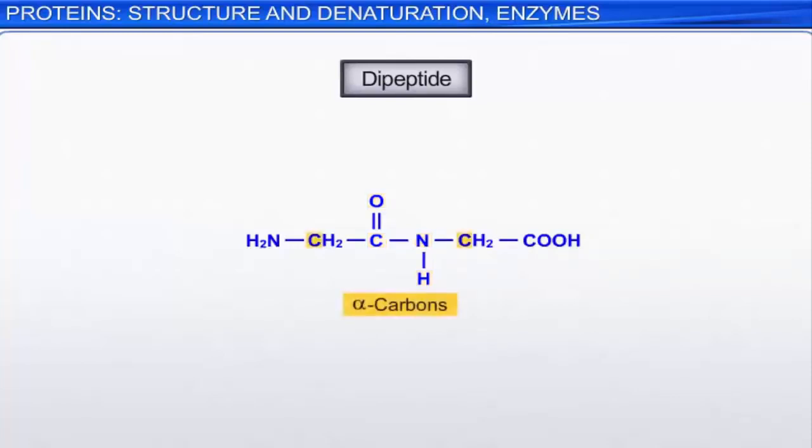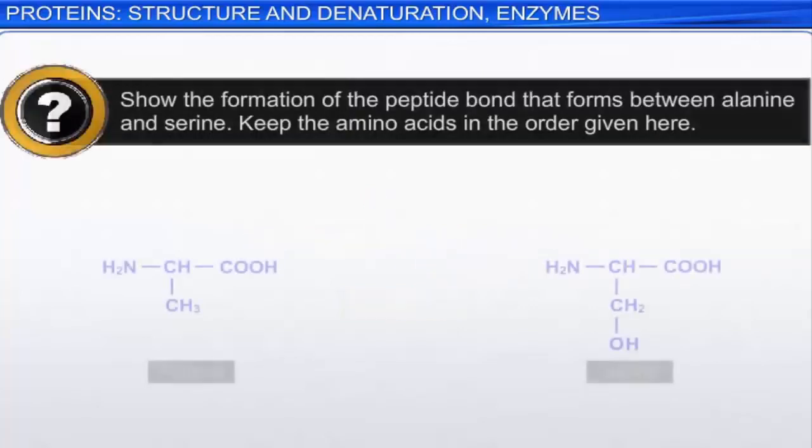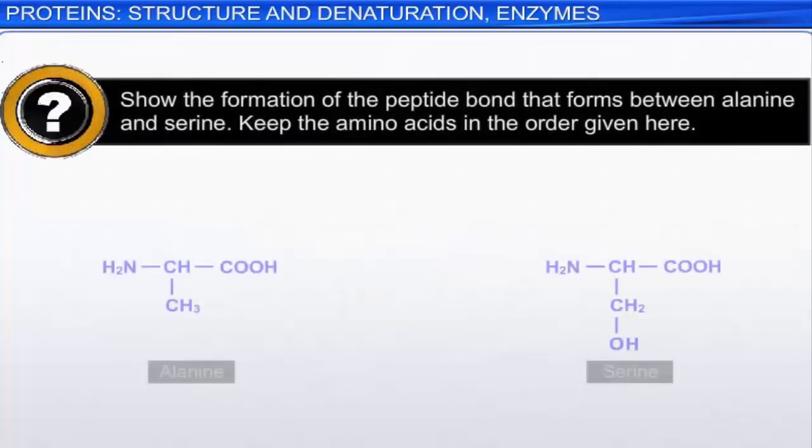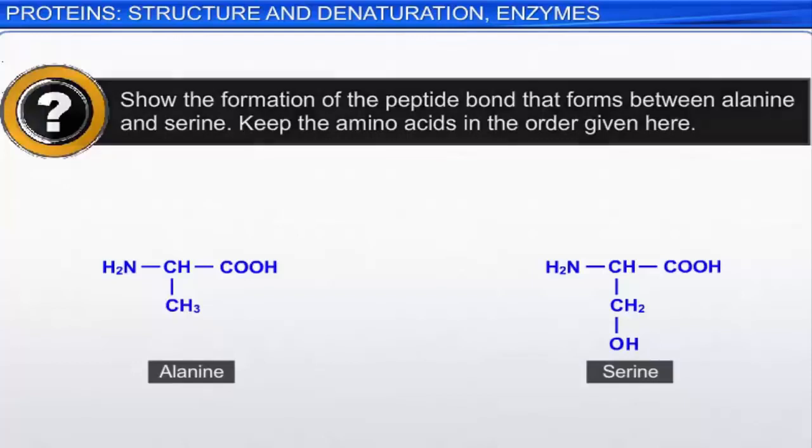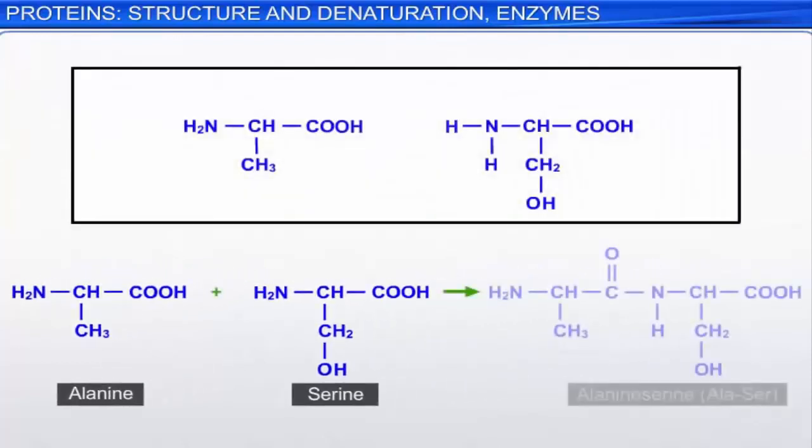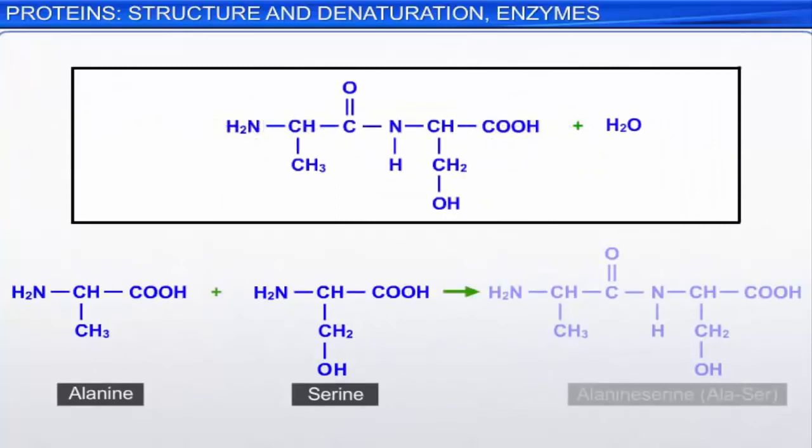Let's work on a practice problem. Show the formation of the peptide bond that forms between alanine and serine. Keep the amino acids in the order given here. It may help to start with the peptide backbone. Then look up the side chains and include them in the correct order. The alanine serine, represented as Ala-Ser dipeptide, results.